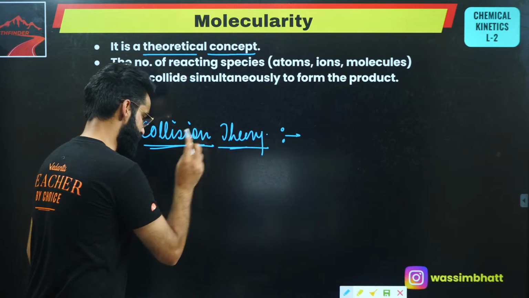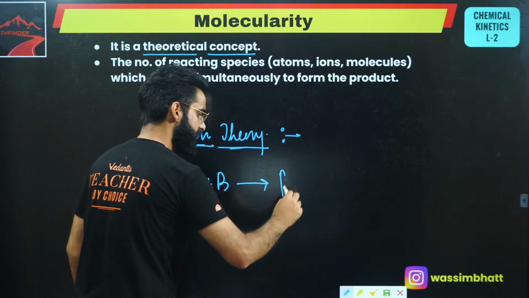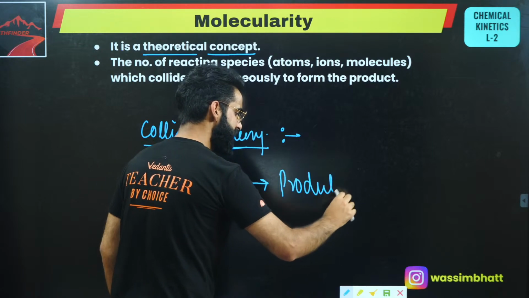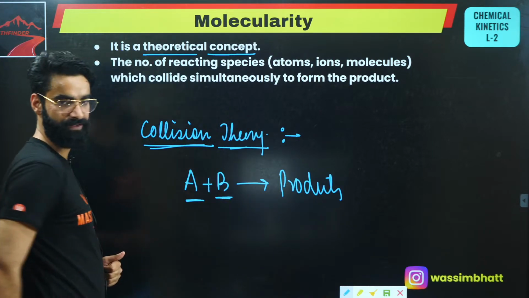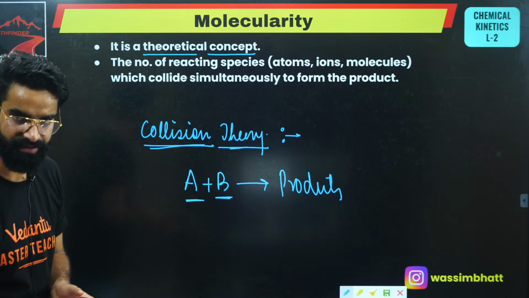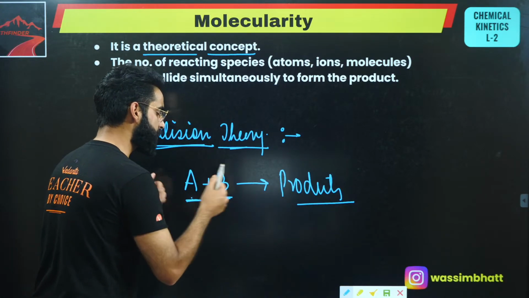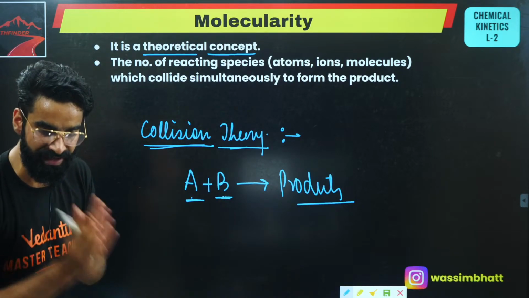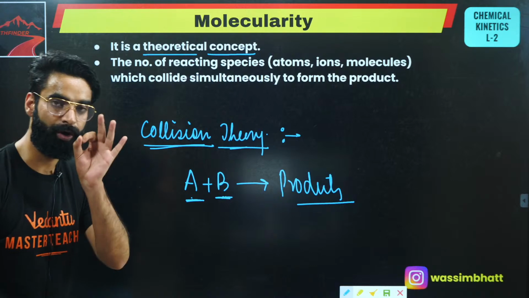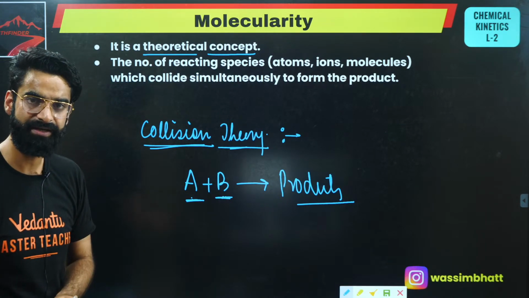As far as collision theory is concerned, for the reactants to form products, these reactant species must collide first. For the formation of products, these reactant species must collide first. This is an important assumption of this collision theory. In order to form the products, the reactant species have to collide first, right?